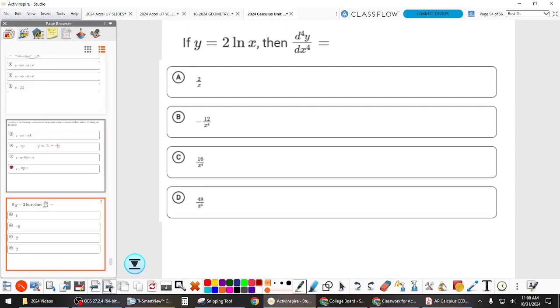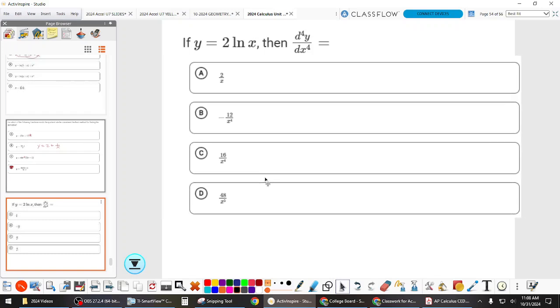All right. What else do we have? So yeah, let's try one of these. d^4/dx^4. Yeah. Okay. And while you're working on that, I'm going to try to make this bigger.